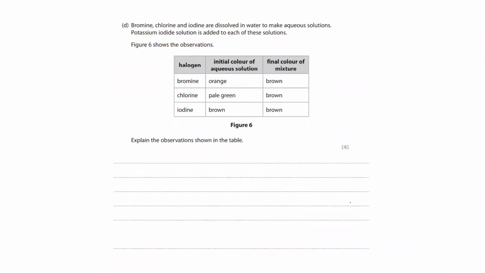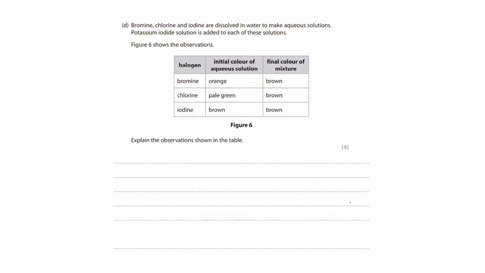Bromine, chlorine, and iodine are dissolved in water to make aqueous solutions. Potassium iodide solution is added to each of these solutions. Figure 6 shows the observations. So for bromine, the initial colour of the aqueous solution is orange, final mixture brown. Chlorine is pale green, final mixture brown. Iodine crystals can be purple, but in solution it's brown, and the final colour is brown.